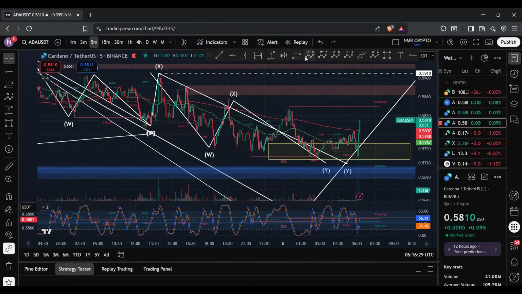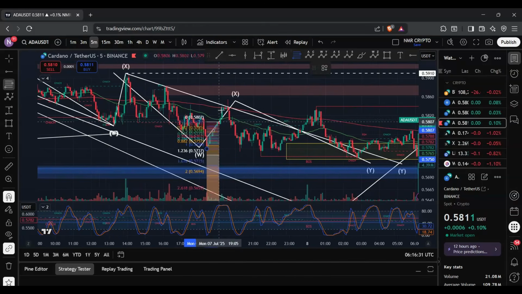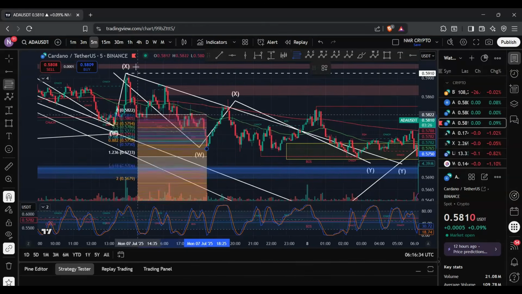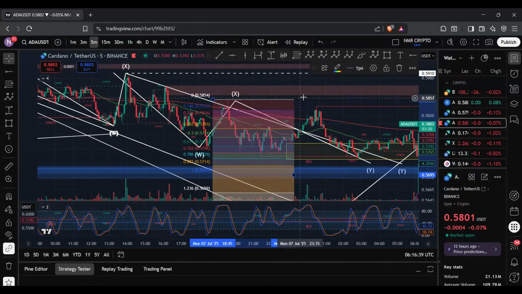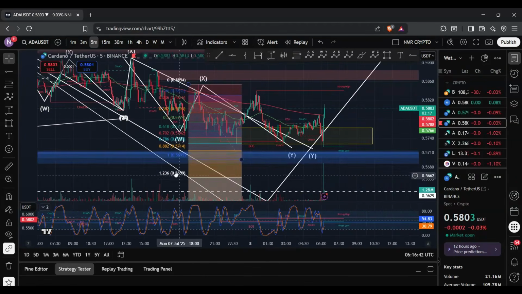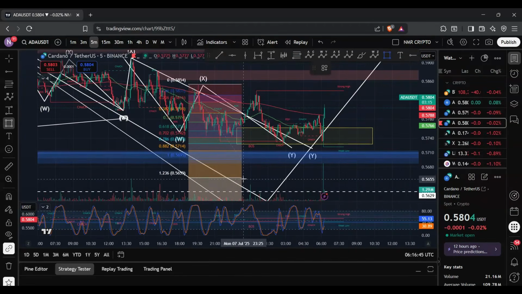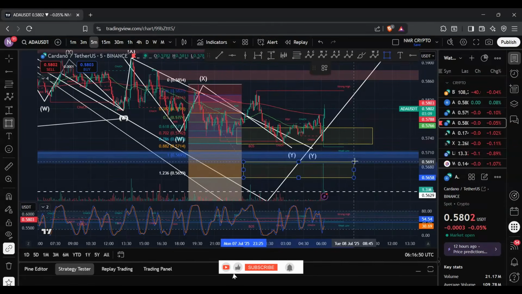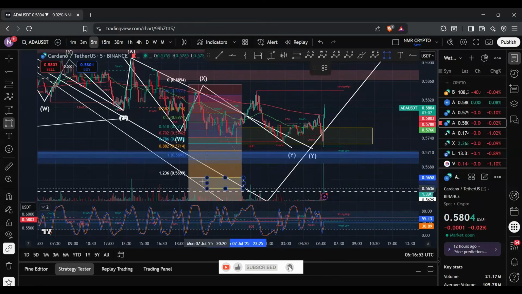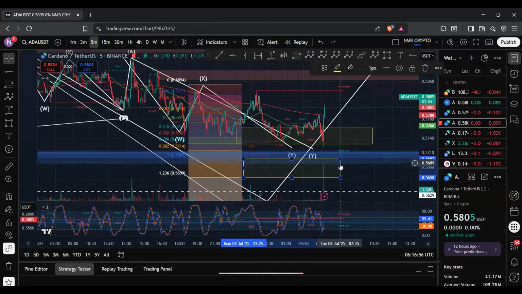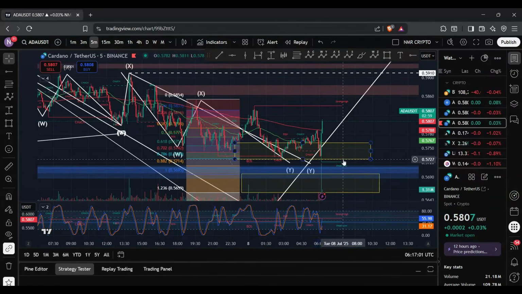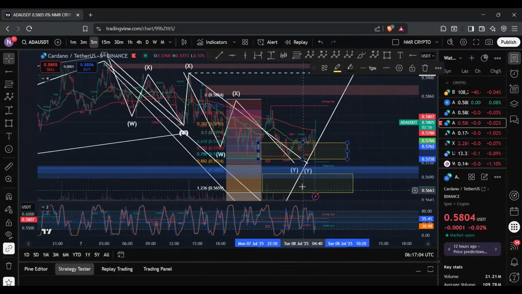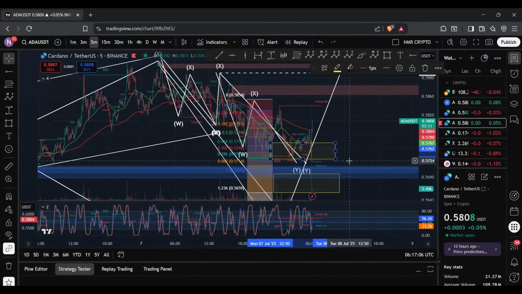And so if I set out that Y wave target, so that Y wave would reach anywhere between 1 to 1.226. And so it's possible that we go slightly deeper towards 56.39 cents to 56.95 cents. So anywhere within this region. And so it's possible that this Y wave is still in play. But of course, we did manage to meet the Y wave target. And so at the same time, it's possible that this structure is now complete.